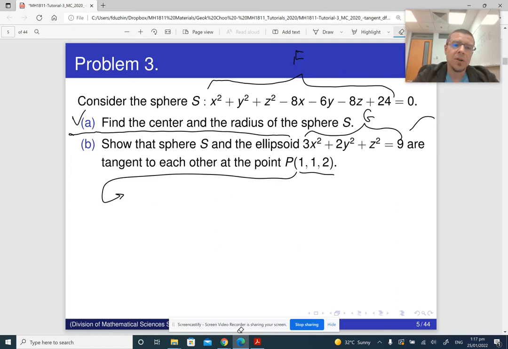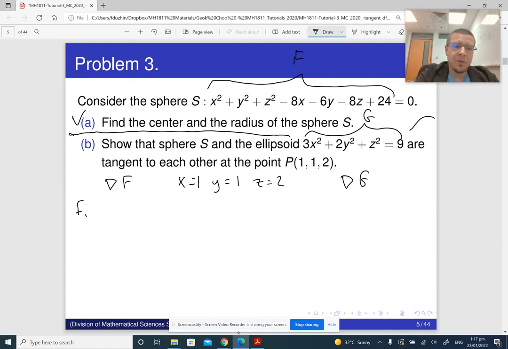So what we need to do is find nabla f and nabla g at the given point, right? So at the given point, x is 1, y is 1, and z is 2. So the partial derivative of f with respect to x is 2x minus 8. Plugging in the given values, we get 2 times 1 minus 8, which is minus 6. The partial derivative with respect to y is 2y minus 6. Since y is 1, we get minus 4.